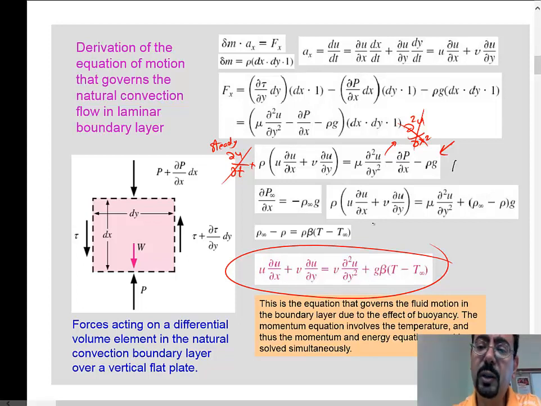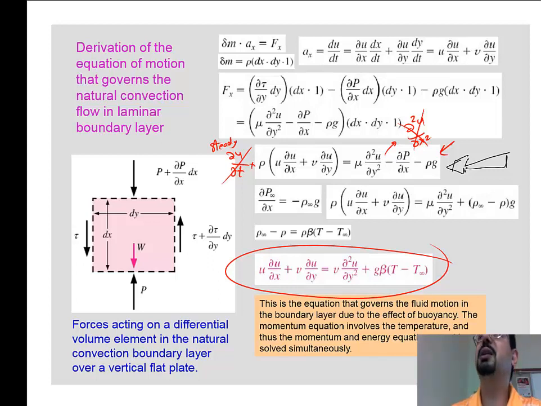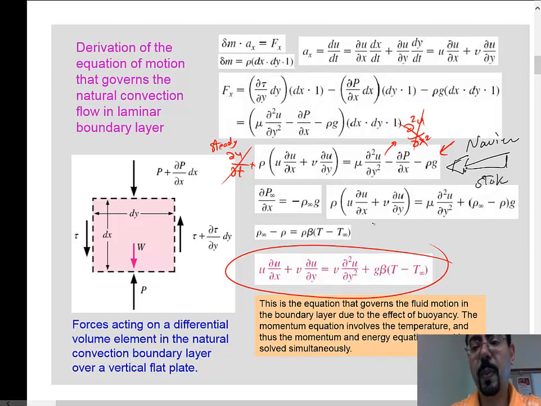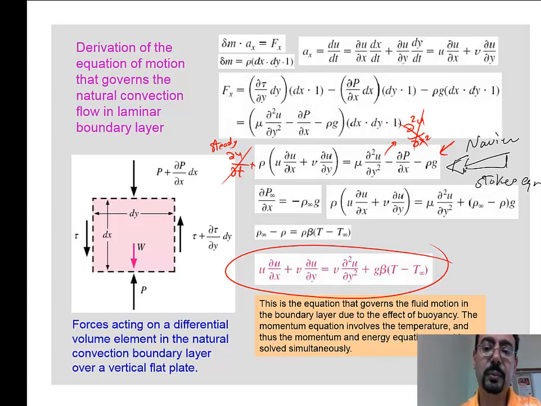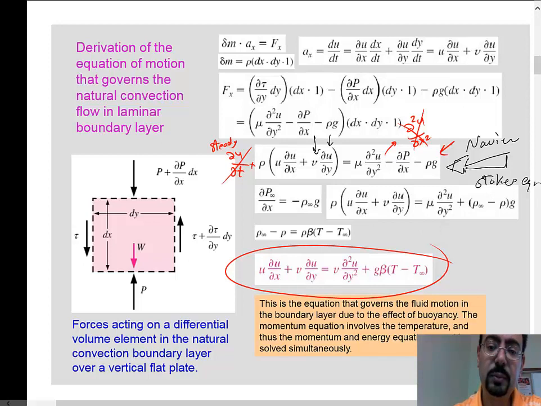And this equation over here, this is the mother of all equations in fluid mechanics. Okay, this is the Navier-Stokes equation. And of course, it's horrible because it's a partial differential equation, and even more horrible, it's non-linear. You have u multiplied by partial u partial x.